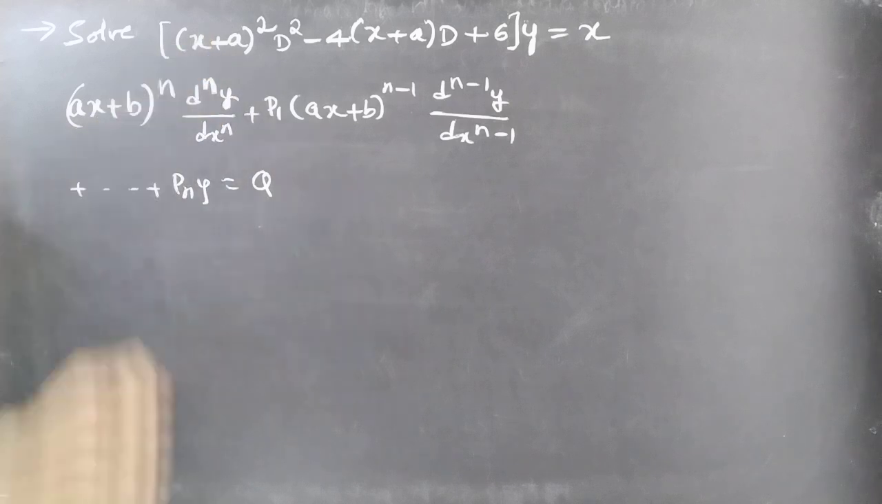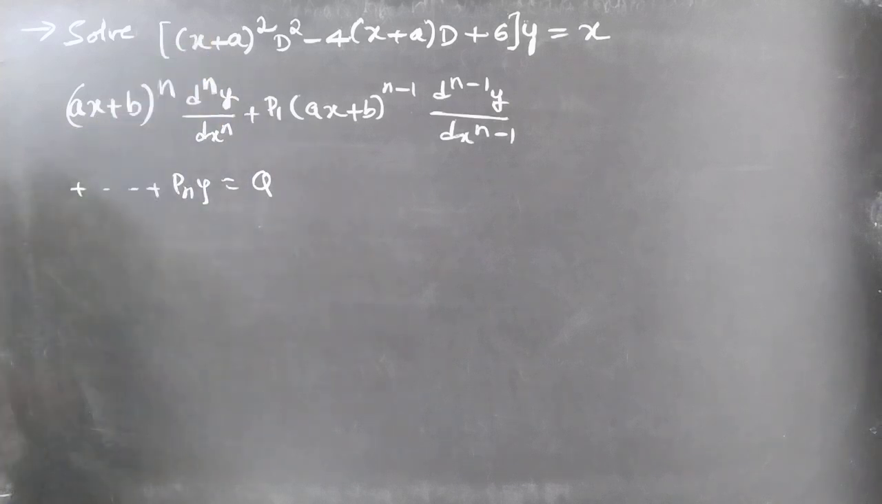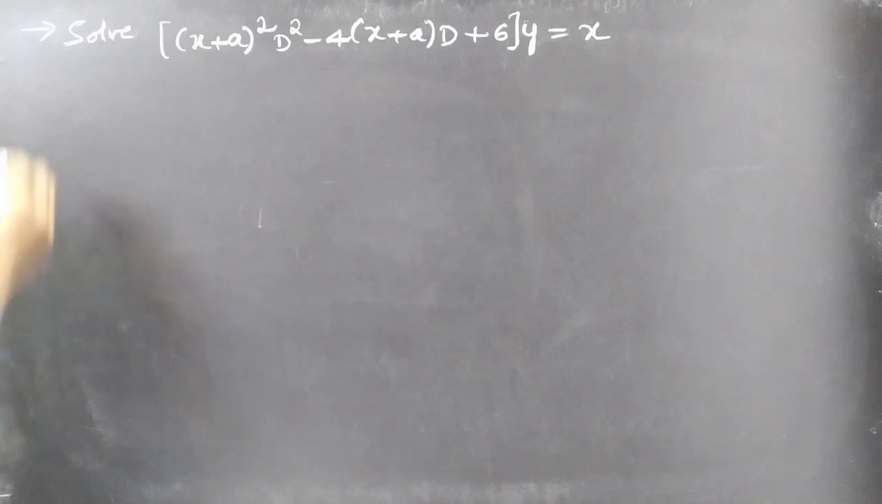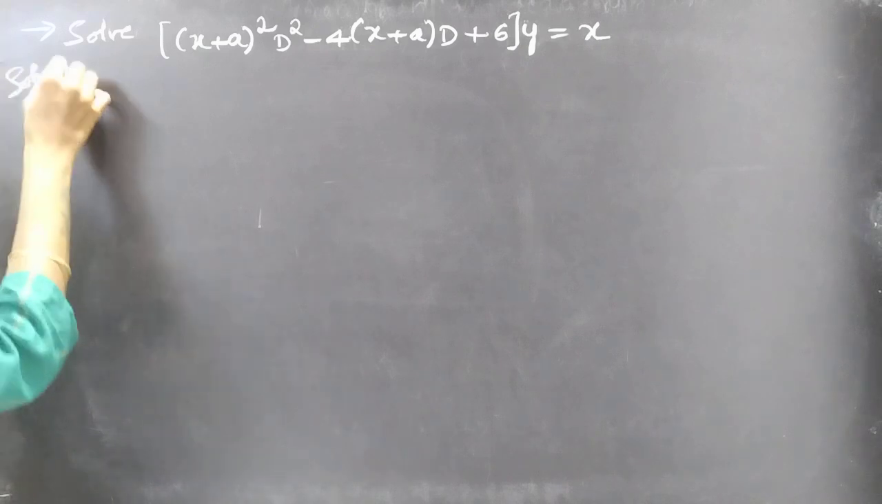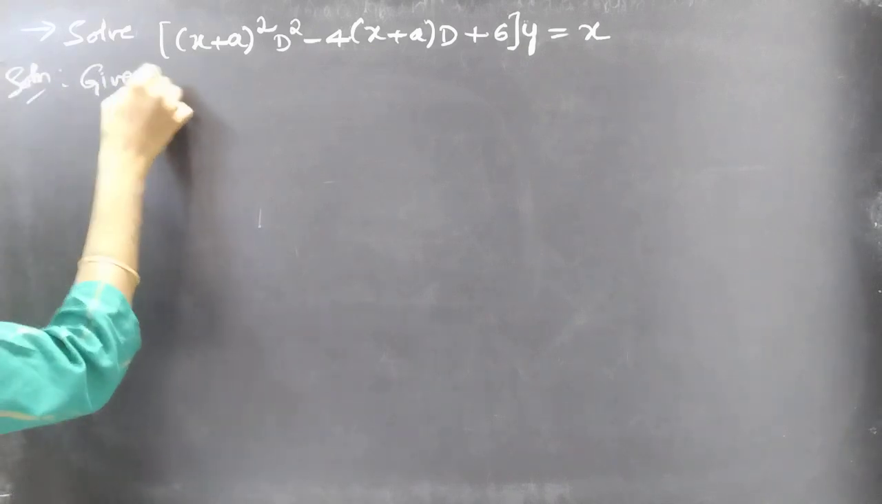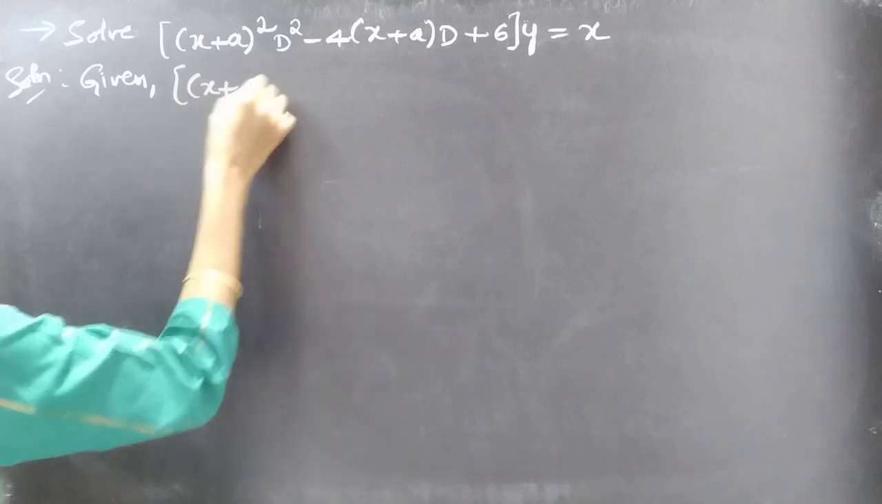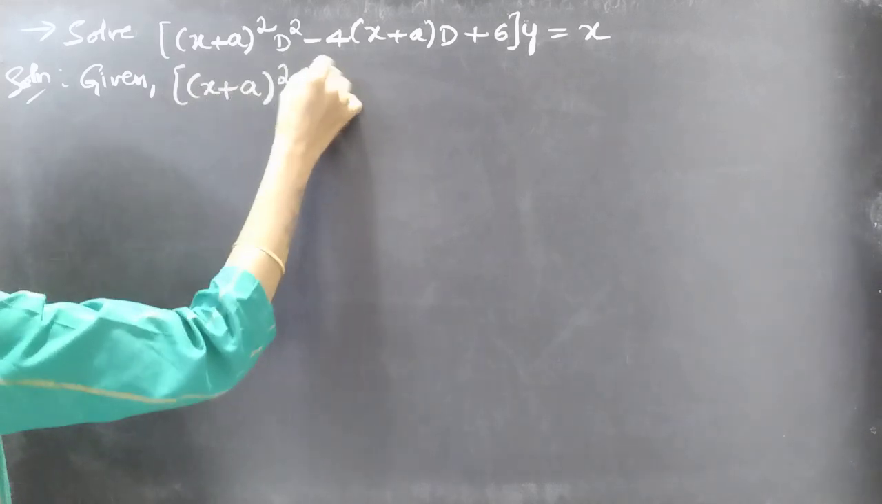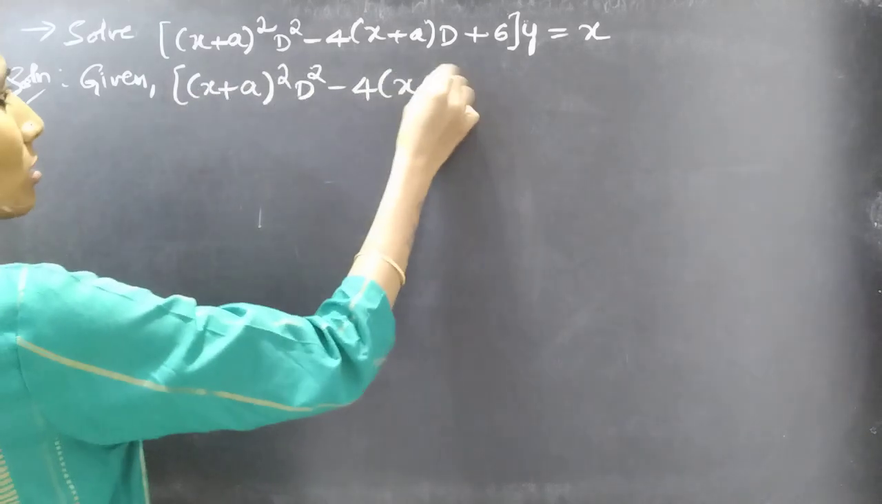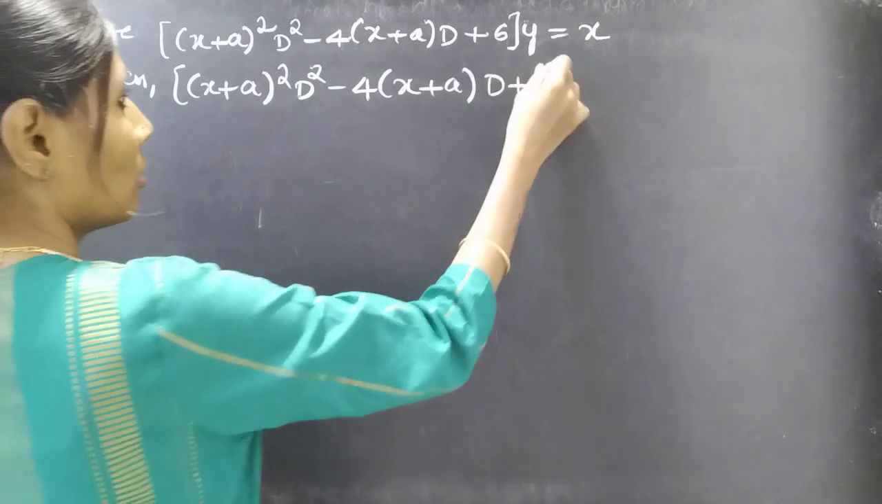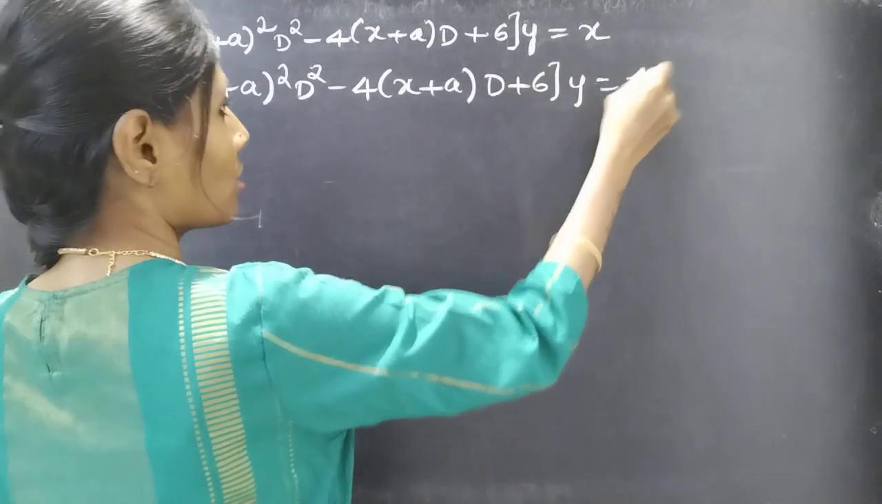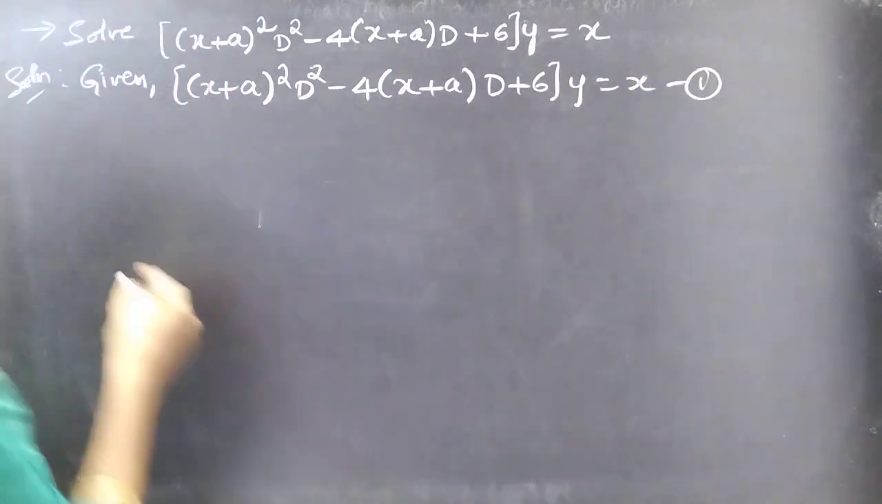Now we'll solve this equation by reducing it to a linear equation with constant coefficients by making some substitutions. Now, coming to the problem. Given differential equation (x + a)² D² − 4(x + a) D + 6 y = x. Consider as equation number 1.